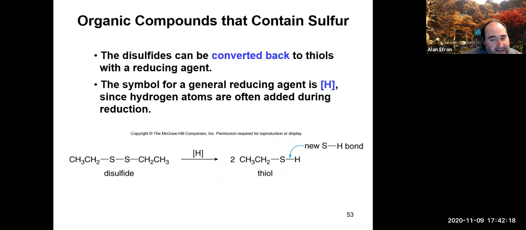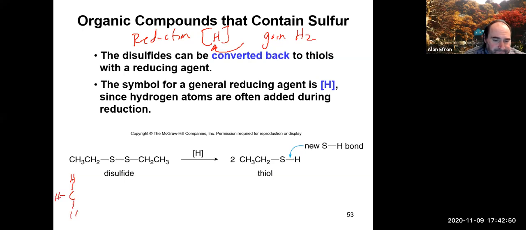You then could take a disulfide bond or bridge and break it up by doing the reduction reaction. Remember that the reduction reaction is basically the opposite of the oxidation reaction. This one, our reduction reaction, is sometimes abbreviated with an H in brackets, and that means reduction. Here it means gaining H2. Same idea, you could draw it out if you like.